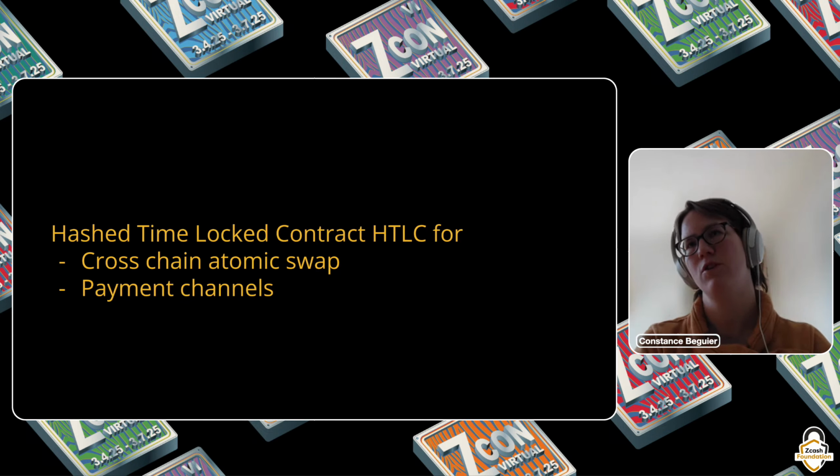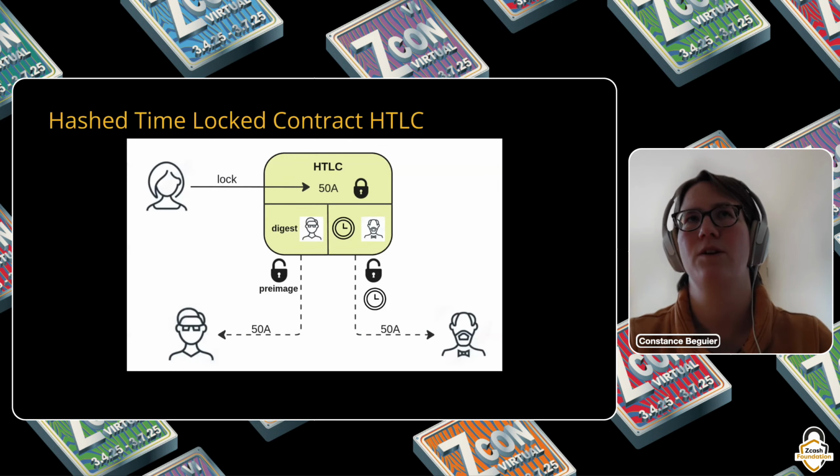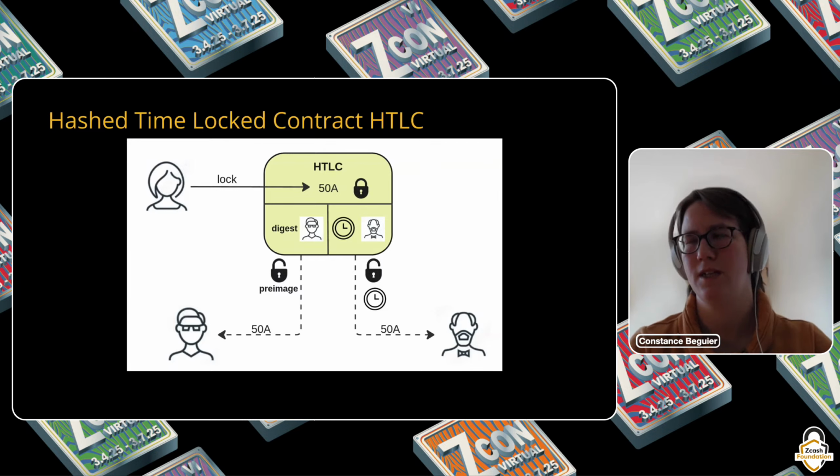It is the hash time lock contract, HTLC. The main applications of HTLC are cross-chain atomic swaps and payment channels, and there are also many other applications of HTLC. Firstly, I will recall what an HTLC is.